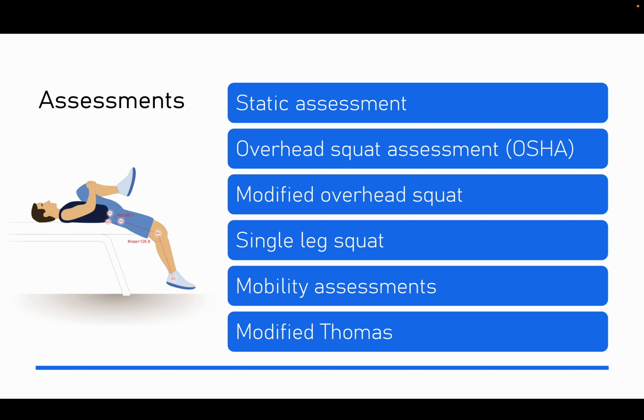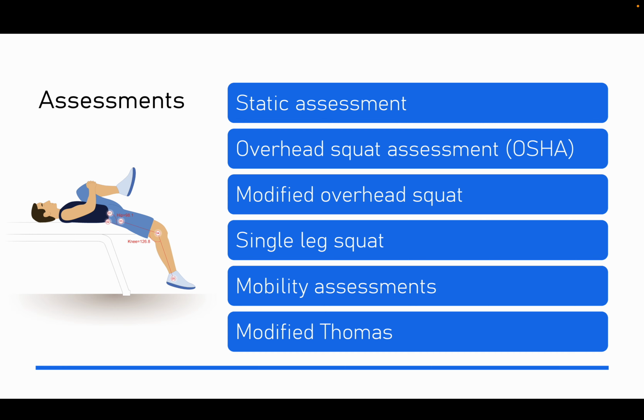So some assessments that we can use for the superficial front line begin with static assessments, in which we could see any type of quadricep imbalance, any knee valgus or varus. We can see rounded shoulders. We can see an imbalance in your hips if one is higher than the other. And we can also see if you are overpronating or oversupinating your feet.